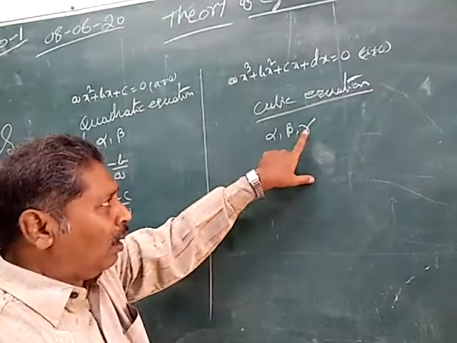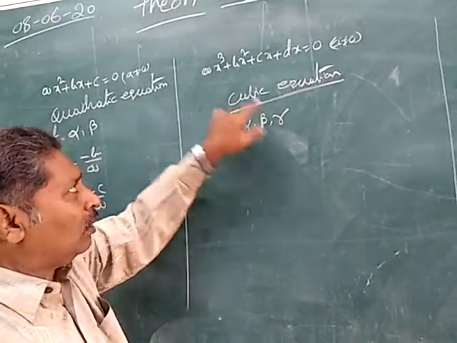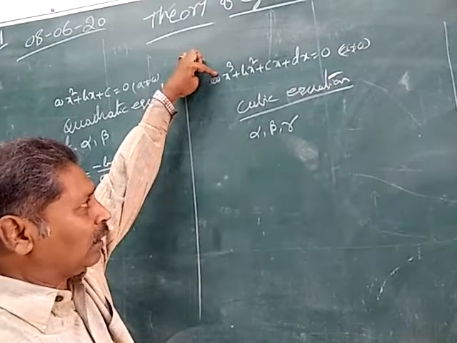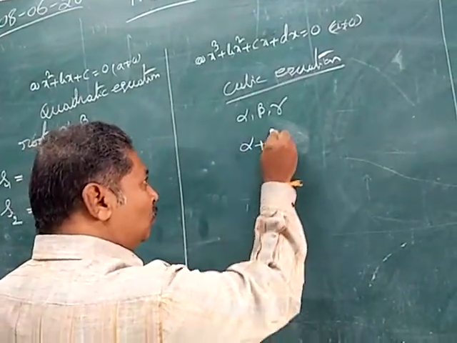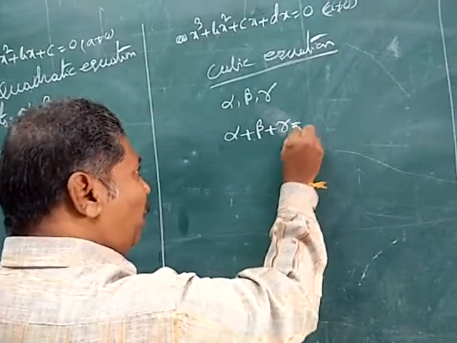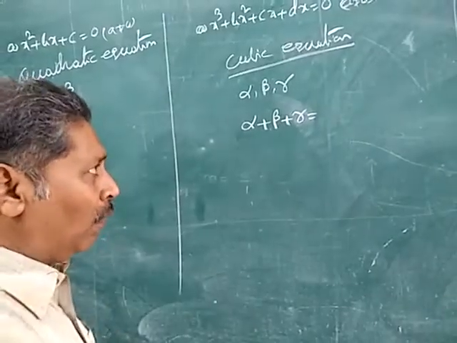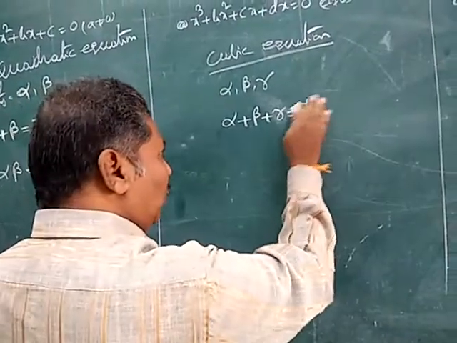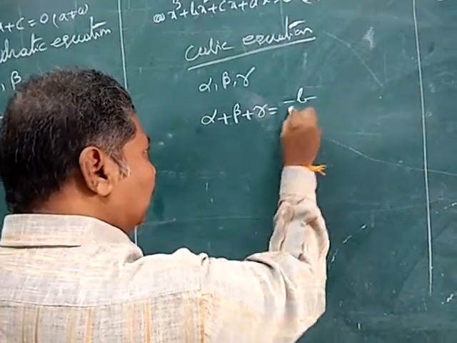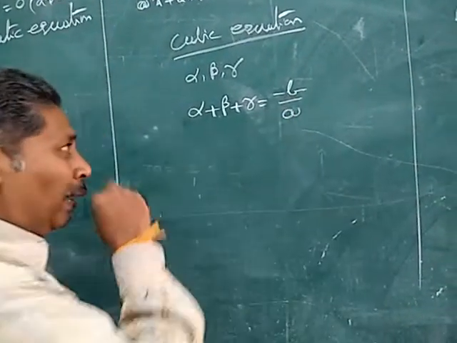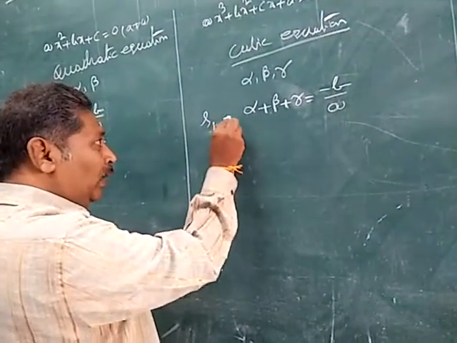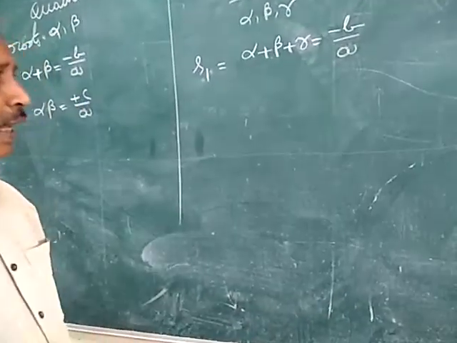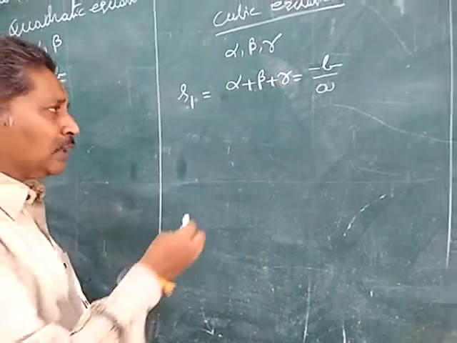Next, the relation between coefficients for the cubic: a, b, c, d are the coefficients, and alpha, beta, gamma are the roots of this equation. Sum of the roots alpha plus beta plus gamma equal to minus b by a. This is denoted by S1.